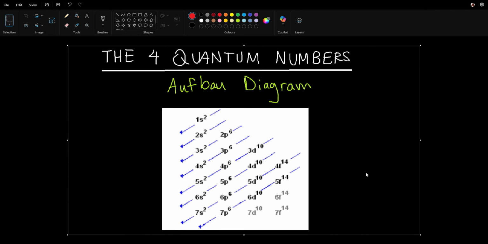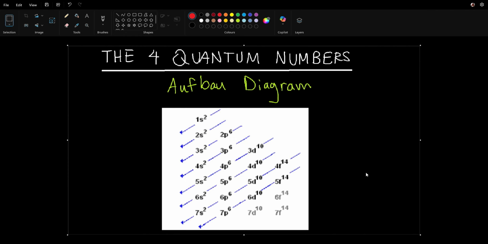Now, this is the second diagram, which I personally love. I think I write it on every single test. It's basically called the Aufbau diagram. What the Aufbau diagram does is it shows our N, our L, our ML, right? It shows our quantum numbers and how they relate to the different sub-level types with SPDF.